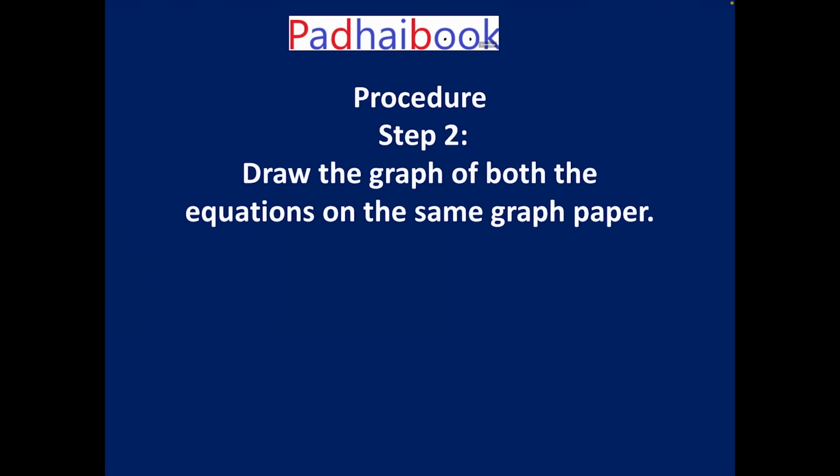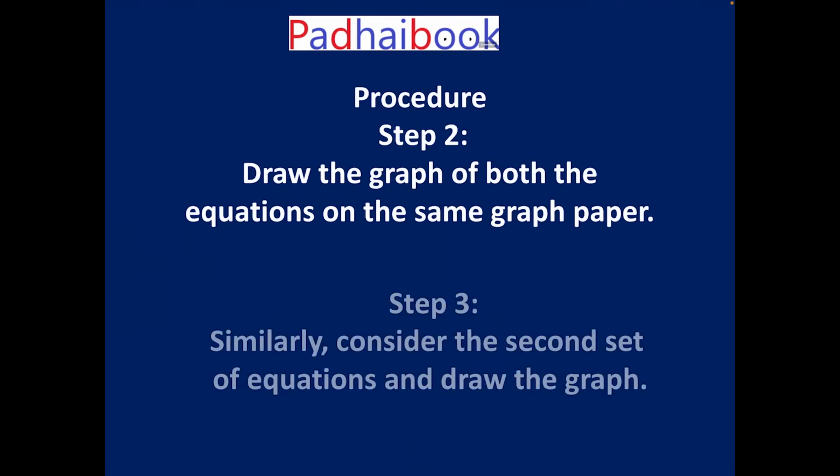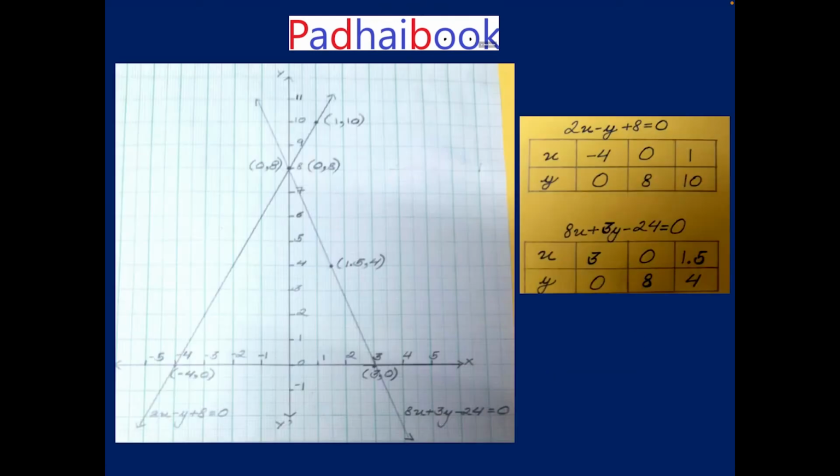Draw the graph of both the equations on the same graph paper. Similarly, consider the second set of equations and draw the graph. First, we are going to make the table and then we are going to draw the graph of the second set of equations. Now here we have the first set of equations. We can see here we have drawn the graph.